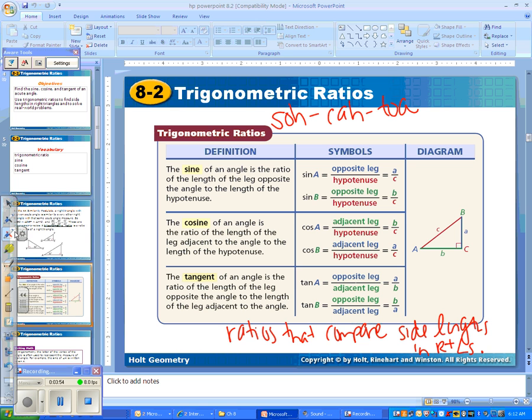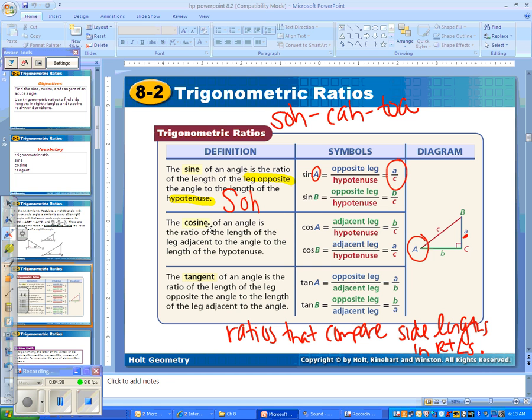A sine is one trig ratio that compares side lengths in a right triangle, and specifically it compares the leg opposite to the angle to the length of the hypotenuse. So for a sine, it compares the side opposite to the hypotenuse, which is where the SO comes from. So for example, if I wanted to know what the sine of angle A is, this letter right here tells me what angle I'm talking about, because there are three angles in a triangle. So if I'm looking at sine A, that's comparing the side opposite, which would be little a, to the hypotenuse, which is C. So that's how they get A over C. So it's just a ratio.